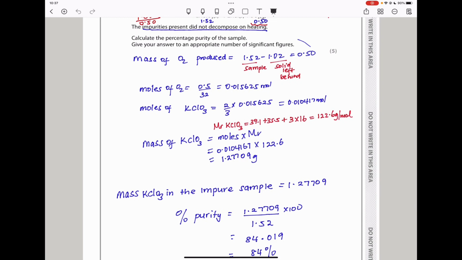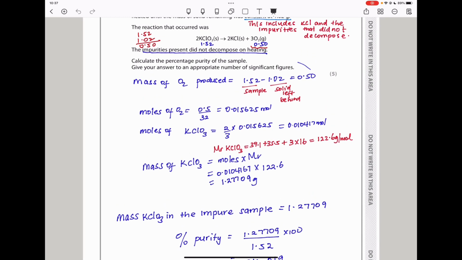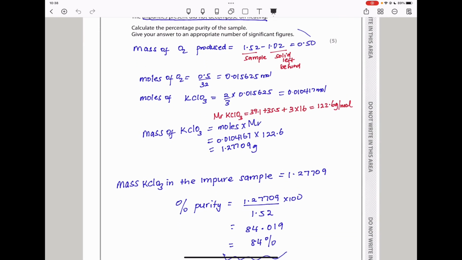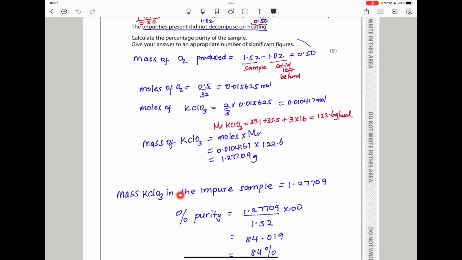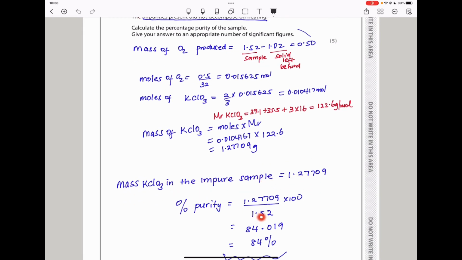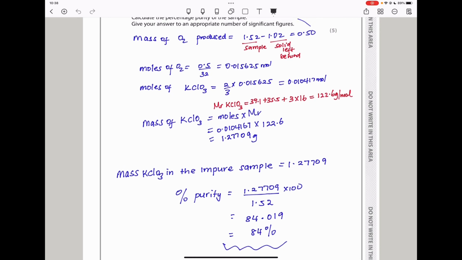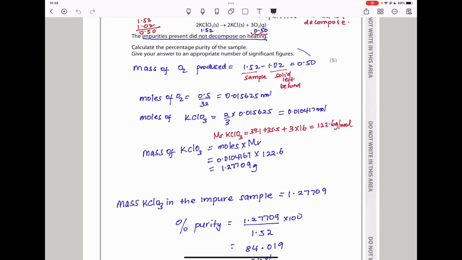1.27709 grams. However, we are looking for the purity. The mass of potassium chlorate in the impure sample is that. However, we know the original sample was 1.52 grams, which means the percentage purity is the mass of potassium chlorate in the impure sample divided by 1.52 times 100, and that is going to give us 84.019, which is about 84%. That is the percentage. And again, to go back to the question, they said calculate the percentage purity of the sample. So purity is going to be the mass of the chlorate divided by the total mass times 100.